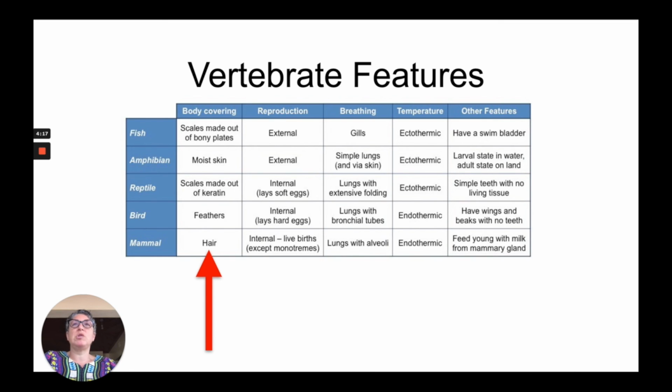There are other ways to look at how to differentiate between these organisms, such as how they reproduce, how they breathe. Are they able to control their body temperature, which is endothermic, or is their body temperature the same as the outside temperature, which is ectothermic? Typically, we know that as cold-blooded and warm-blooded, and other specific features that might be specific to that particular category. But just by looking at an organism, we can usually tell by body covering which vertebrate class that organism belongs to.